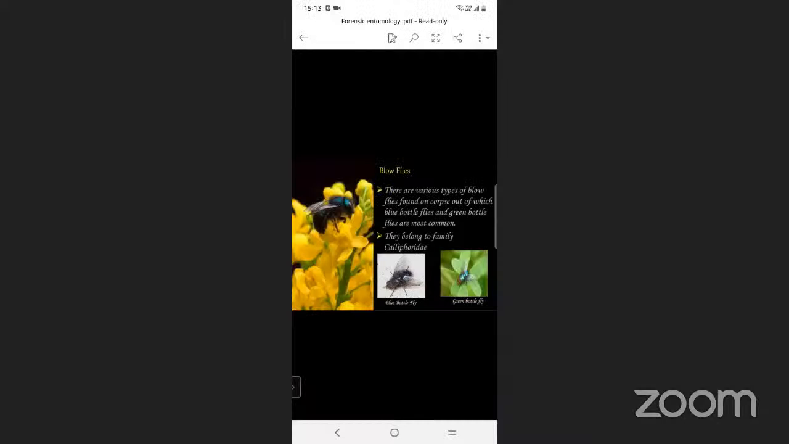Very large compared to the housefly. There are various types of blowflies found on the corpse, out of which blue bottle flies and green bottle flies are the most common. They belong to the family Calliphoridae.